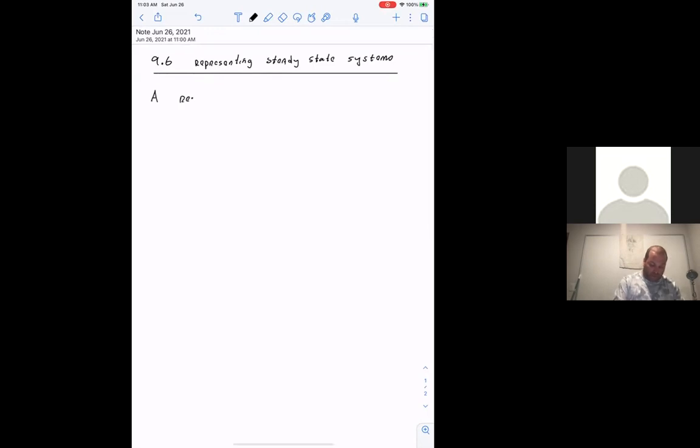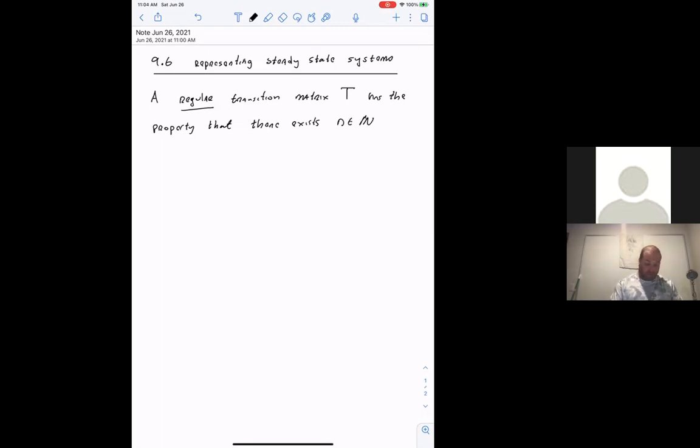A regular transition matrix T has the property that there exists an n in the natural numbers, such that all entries of t to the n are greater than 0.